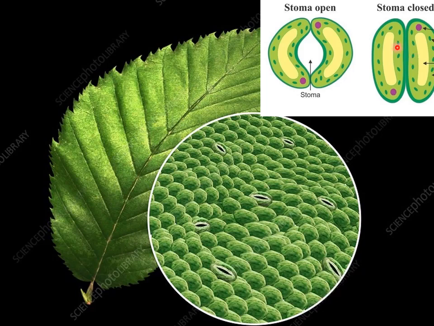I have shown you that in the first case the stomata is open and in the second case the stomata is closed. Now see the first case when the stomata is open. There are two kidney shaped cells which are enclosing the stomata. These kidney shaped cells are called guard cells. So this is the diagram of the epidermis of the leaf.